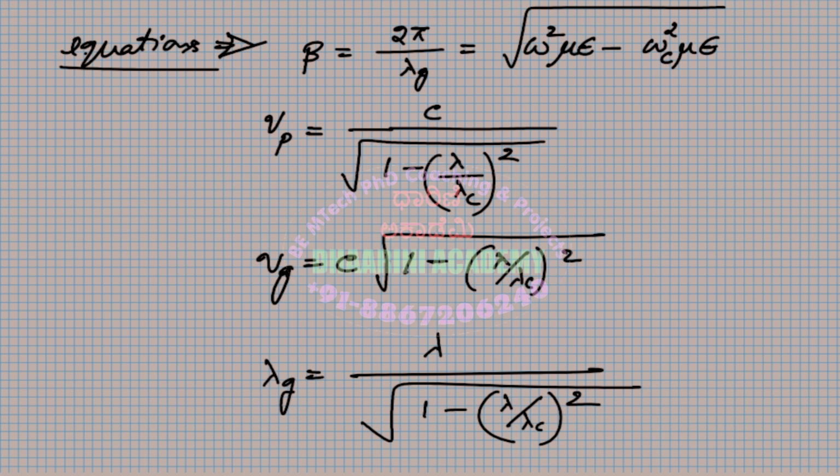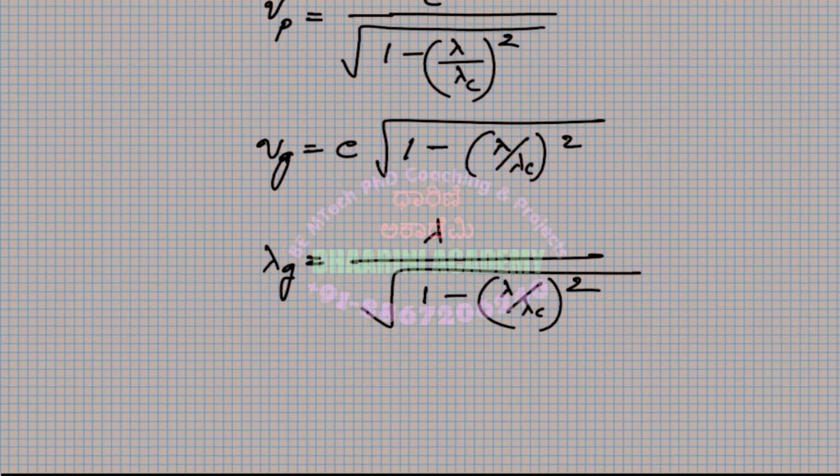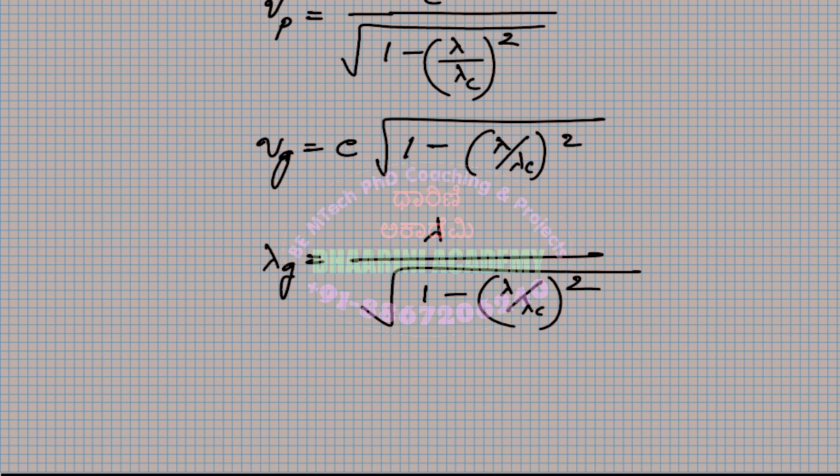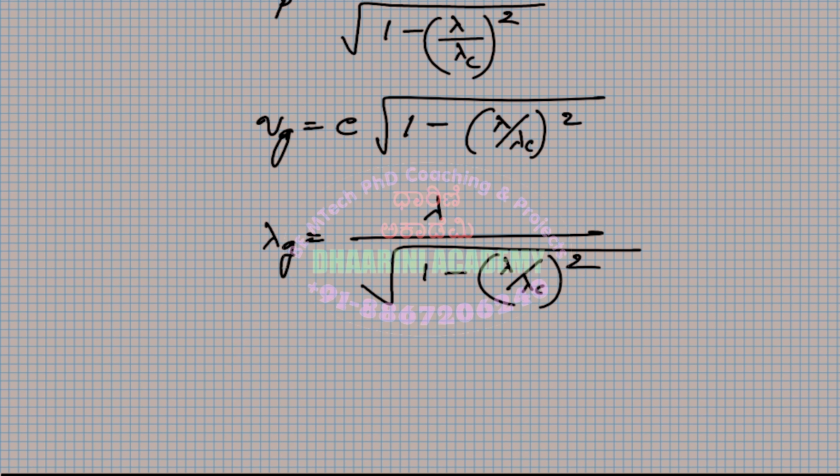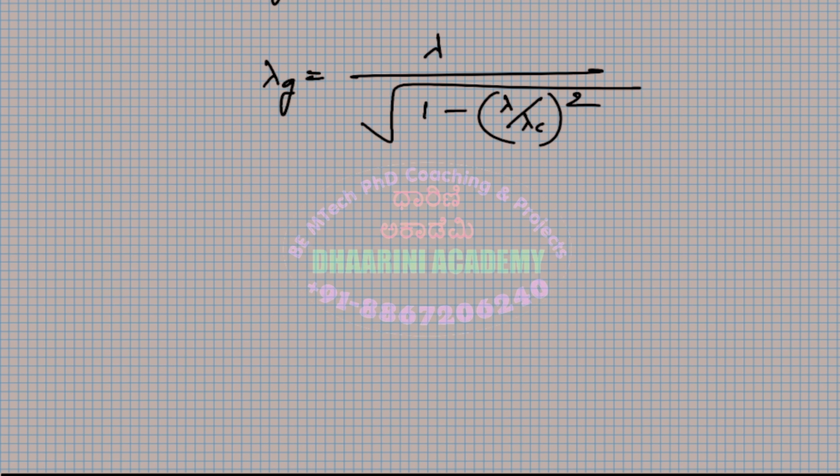Okay, right. So the same four equations we have already come across. So I'll directly write their values for the TE waves, and we can use them if required in the problems. Okay, beta, Vp, Vg, and lambda g. All right. So let's move to the next concept. It's an important concept, and it is called the wave impedance.